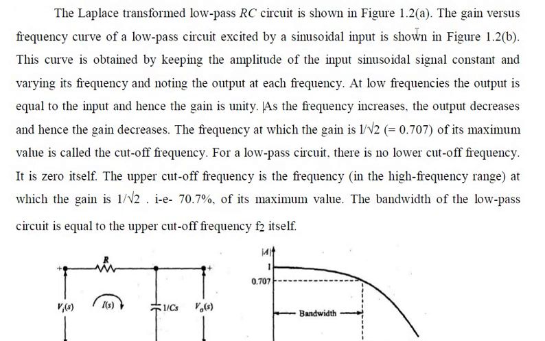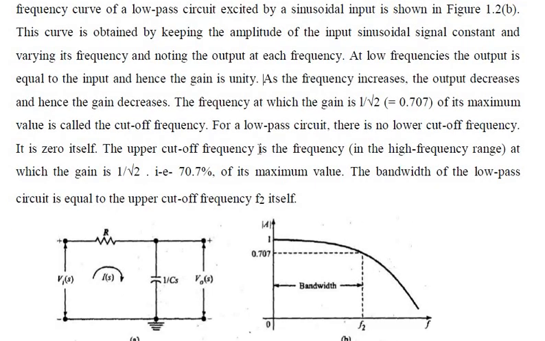Here the gain versus frequency curve of a low pass circuit excited by a sinusoidal wave is given. This curve is obtained by keeping the amplitude of the input sinusoidal voltage constant and varying its frequency, noting the output at each frequency. The amplitude is always constant, I am just changing the frequency and noting down the values. At the frequency f equals 0, you will be getting the full input as the output, and your gain will also be equal to 1, correct, for the low pass RC circuit. Here also it is the same thing.